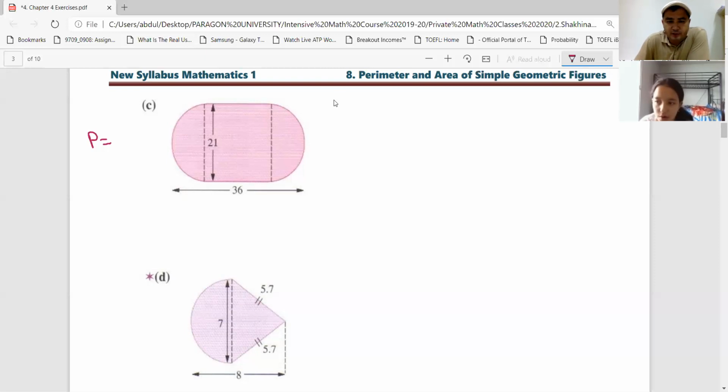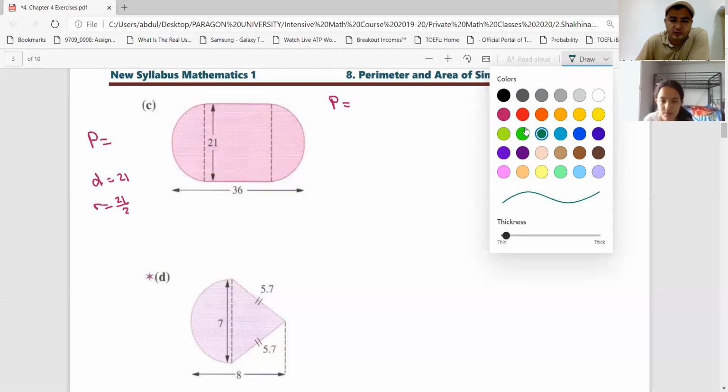First, we need to find the perimeter. As you see here, the boundary, and that one is 21. What does the 21 mean? That means the diameter of the semicircle is 21. So what is the radius? The radius equals 21 over 2. Which is equal to, okay, I just keep it like this. Let's use green.